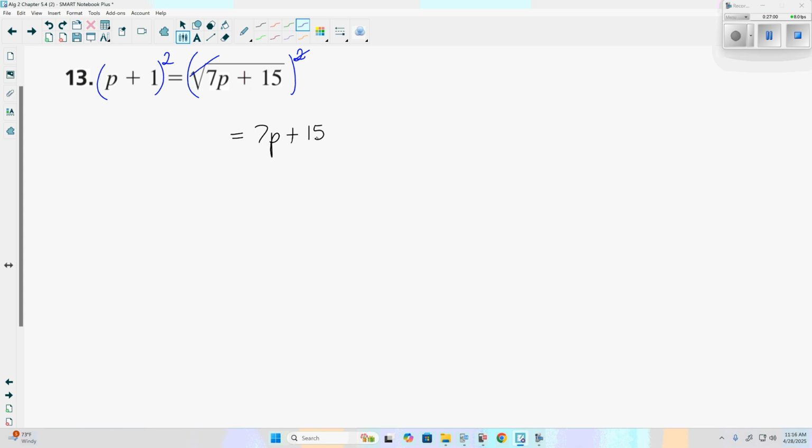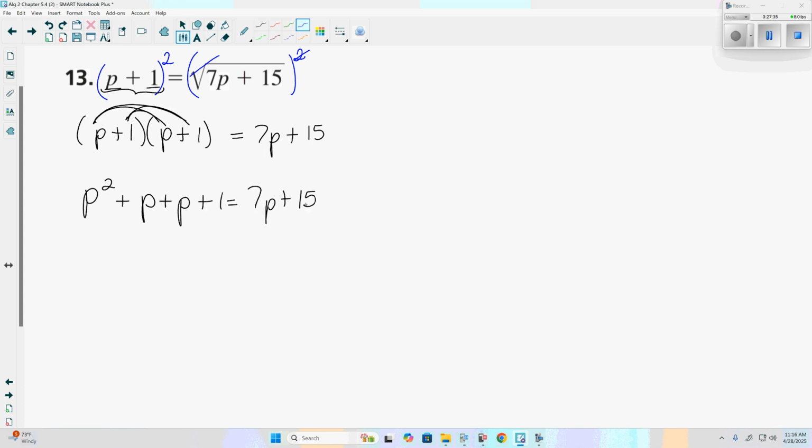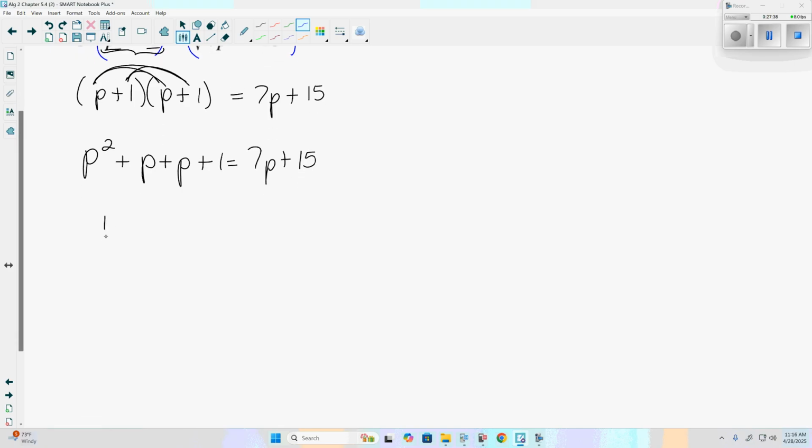Now the left-hand side's a little bit different. We can't just square the p and the 1. Because we have two things being added, we actually have to multiply p plus 1 by itself. We have to multiply p plus 1 by p plus 1. We have to FOIL this out. Now the first product, p times p, would indeed give us p squared. But we also have p times 1, which is positive 1p. Now our 1 times p is going to give us plus p. And lastly, 1 times 1 gives us 1. Combine like terms.